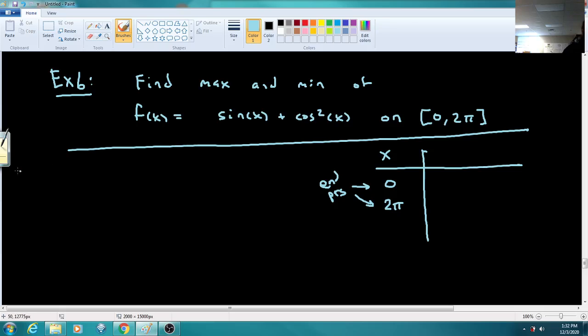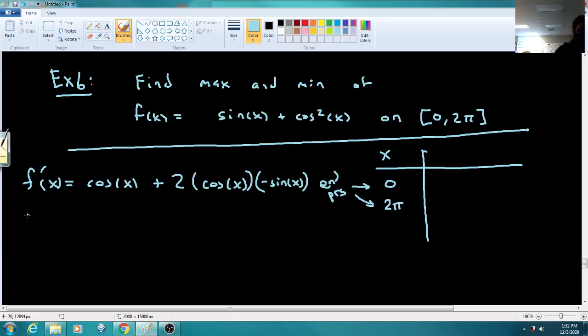We're going to look at the first derivative, which will be the derivative of sine plus cosine squared. For this one, the chain rule applies. 2 is sort of the outer function, so we bring the 2 down, leave the inner part, the cosine part, alone, and multiply it by the derivative of cosine, which is negative sine. And we get f prime of x is cosine of x minus 2 cosine of x sine of x.